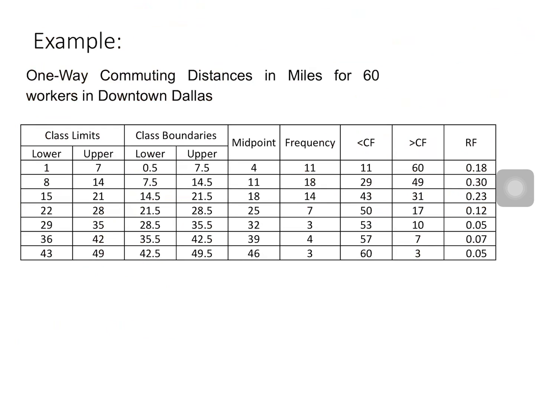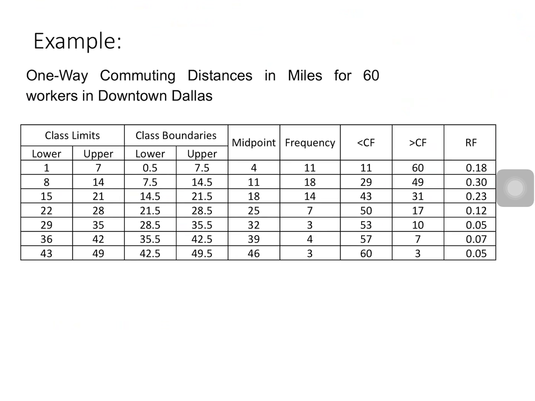Okay, what about for the grouped data? I have already computed for the mean. Let us say I want to compute for the first quartile. Q1 is n over 4. So n over 4 is 60 divided by 4, which is 15.